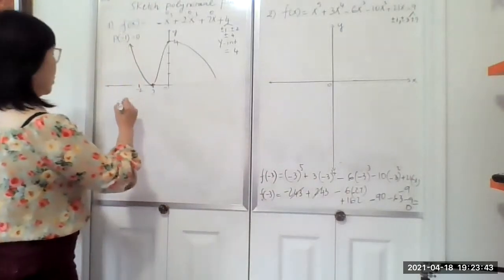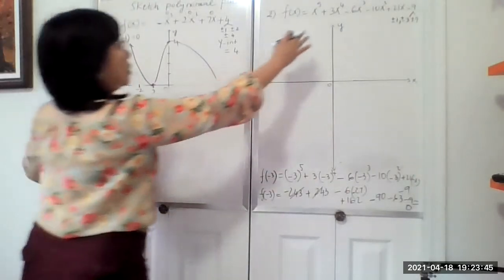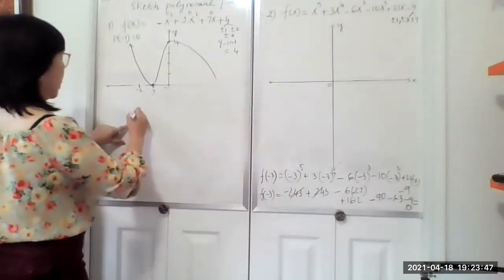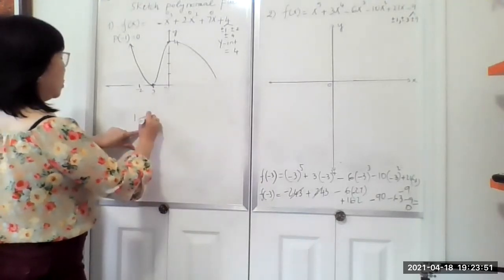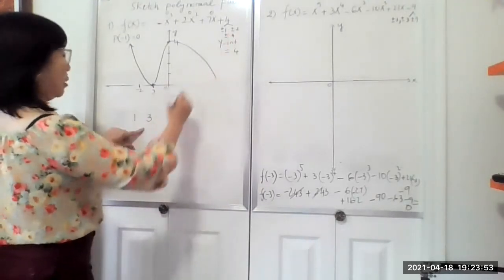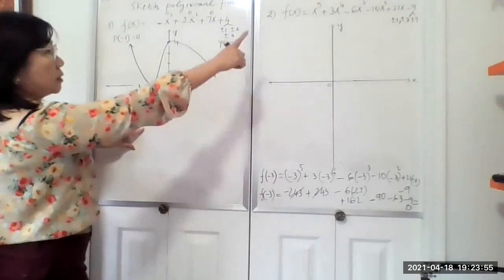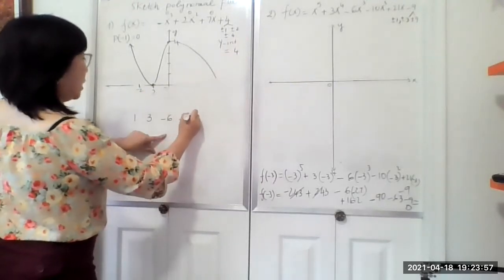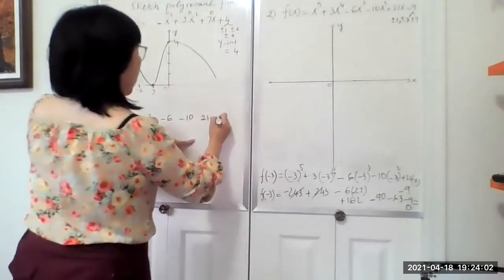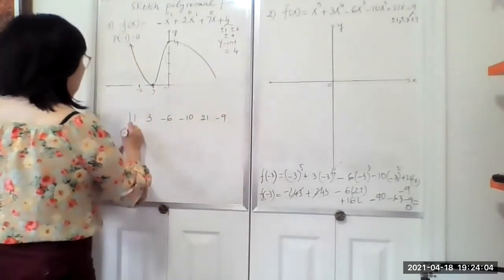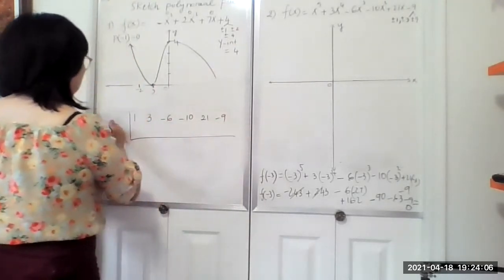So we're going to copy the coefficients only, right? So we have 1 for x to the power 5, 3 for x to the power 4, -6 for x to the power 3, -10 for x squared, plus 21 for x, and -9. Now all of this will be divided by -3.